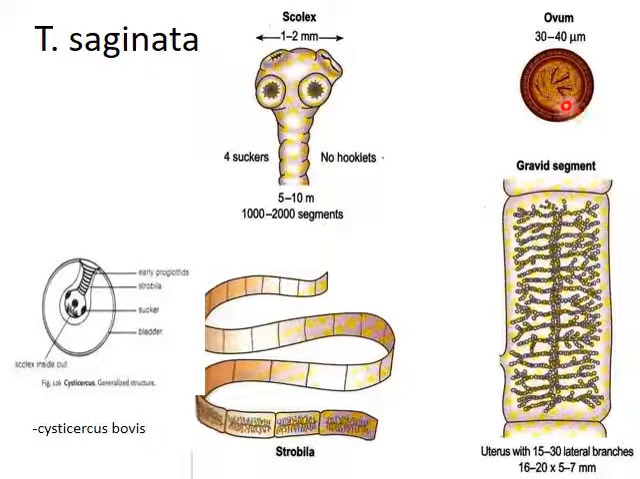Then the egg of Taenia saginata measures around 30 to 40 micrometer. And the third form, that is the larval form. The larval form of Taenia saginata is called as the Cysticercus bovis.